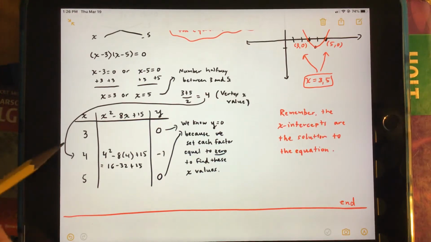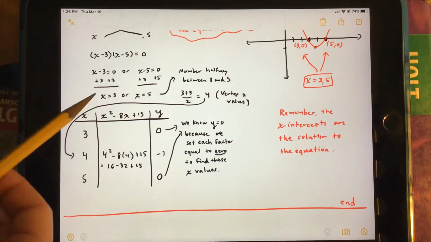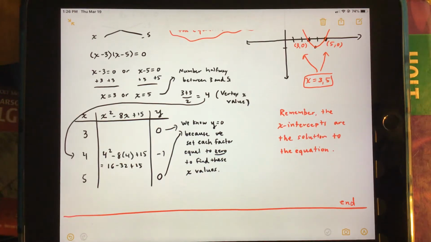So we know that when x is 3, y is 0. We know when x is 5, y is 0. We just found that out up here. So all we need to do is to find a number exactly halfway between 3 and 5. It's easy to think of a number exactly halfway between 3 and 5. That number is 4. However, sometimes it's not so obvious.